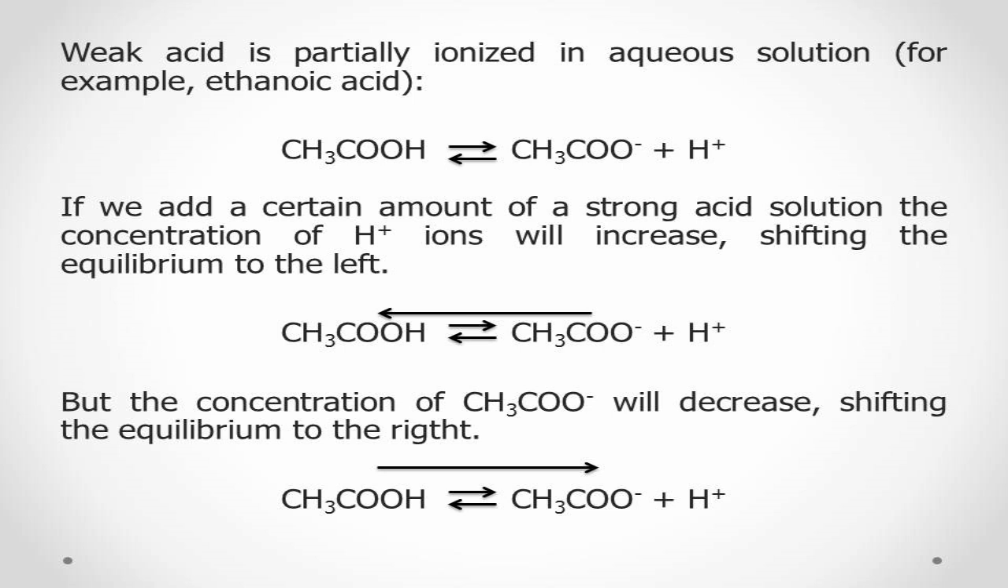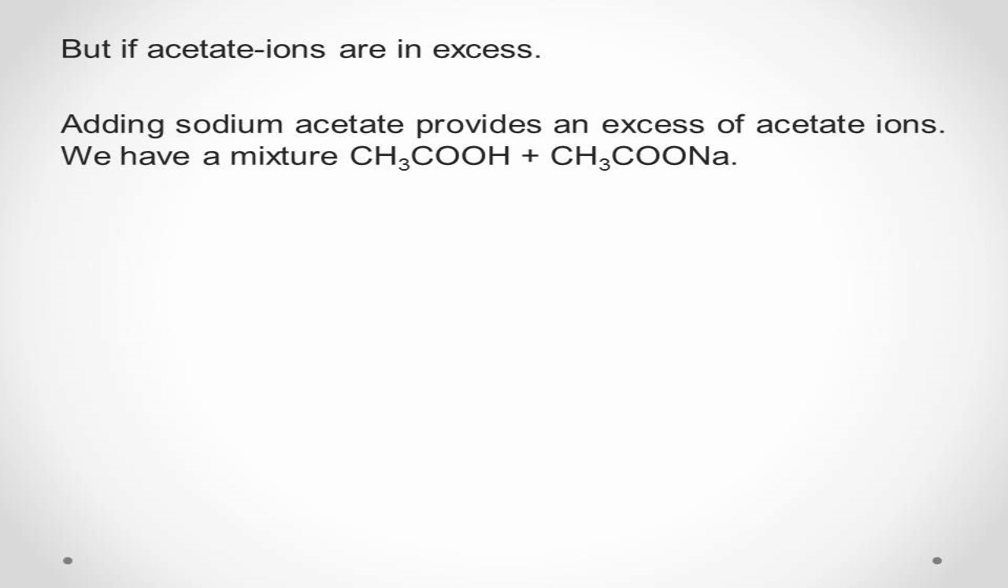In the same case, adding hydrochloric acid would change the pH because the acetic acid would remain only as dissociated as it was initially. The additional H plus ions would not be effectively bound. But what if we create an excess of acetate ions? We can do this by adding a sodium acetate solution to the acetic acid.